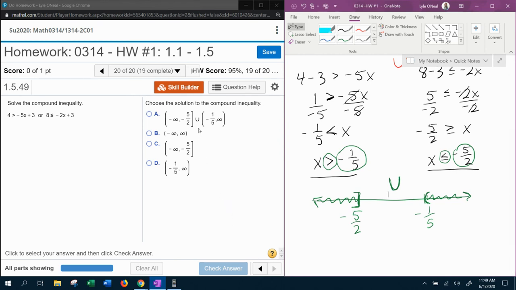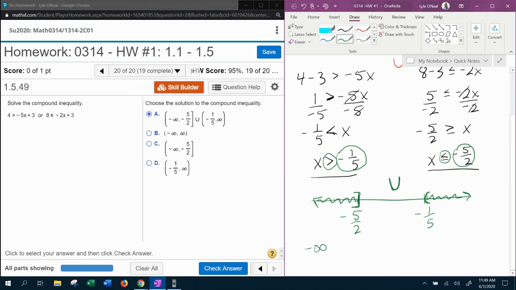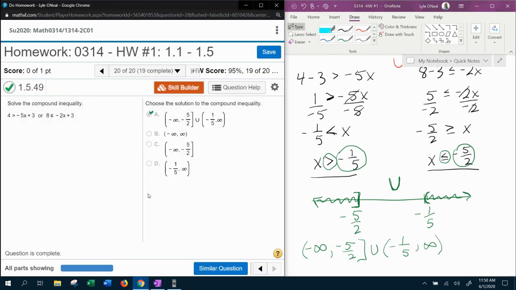And the way that I like to say it to help me remember it, when you're doing a union, remember the U is the glue that sticks the two pieces together. And so we're looking at answer choice A. That is going to be everything from minus infinity to minus 5/2 with a bracket, together with everything from negative 1/5 to infinity. That represents what is shaded. There you go. And that looks like that's all there was to it. We didn't have to graph that one.